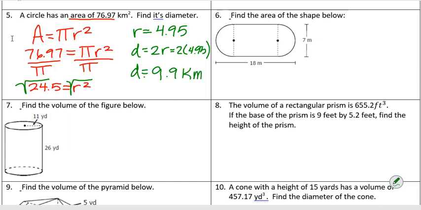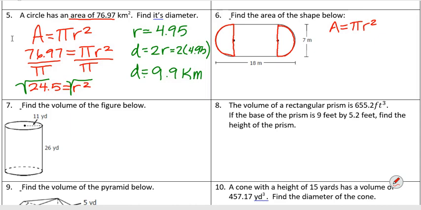All right, number 6 says find the area of the shape below. Well, first thing I want to point out to you is I noticed that I've got a half circle over here and a half circle over here, and those two half circles make a whole circle. So I'm going to use the area formula, pi r squared, for the area of that circle.